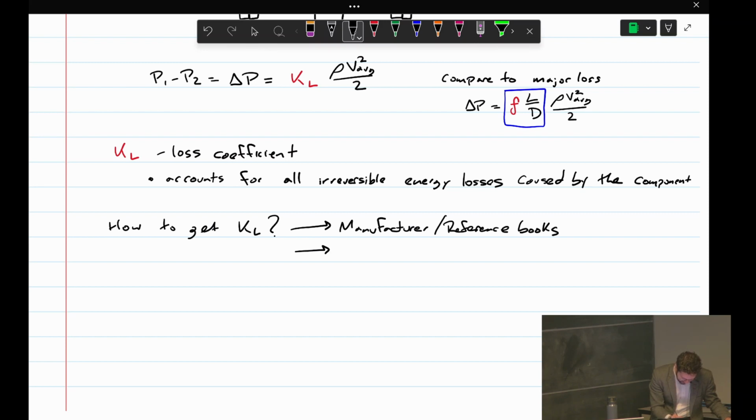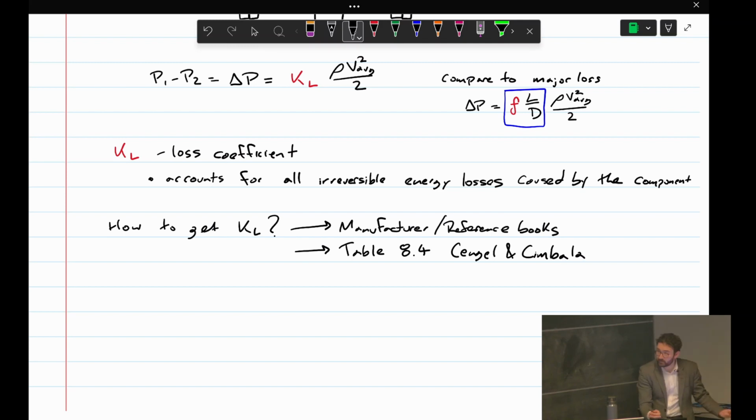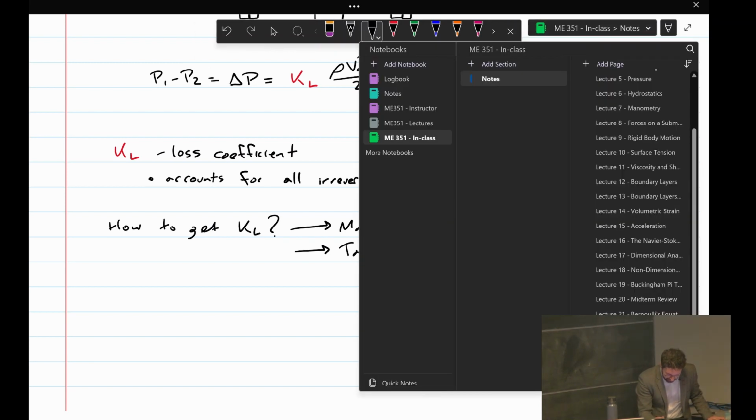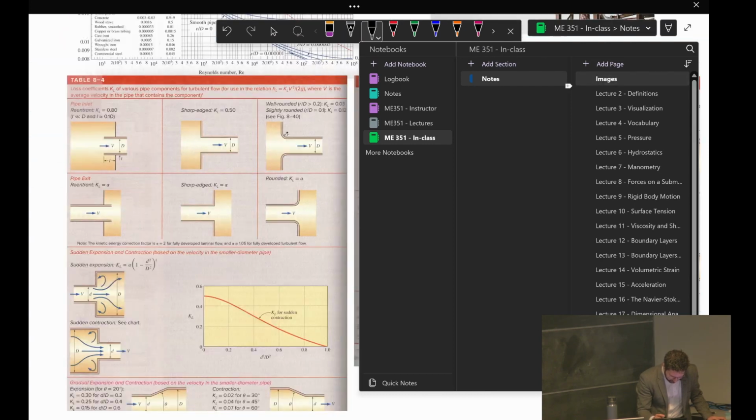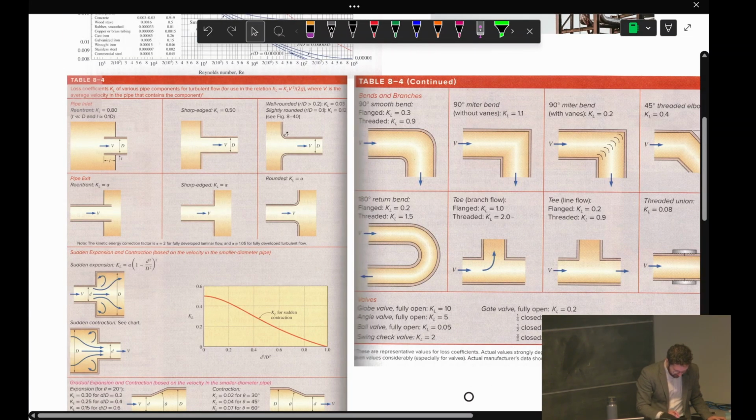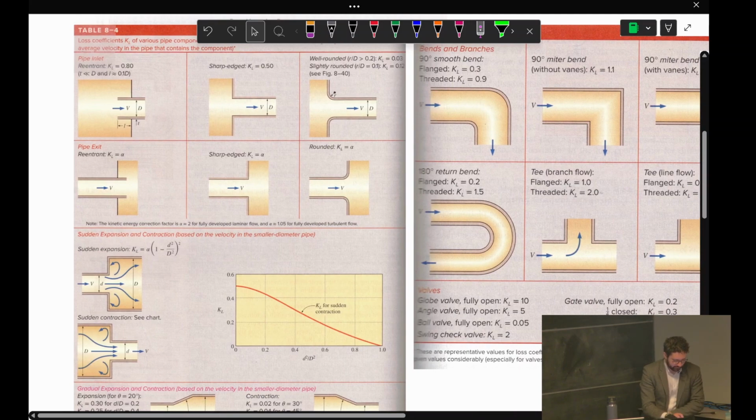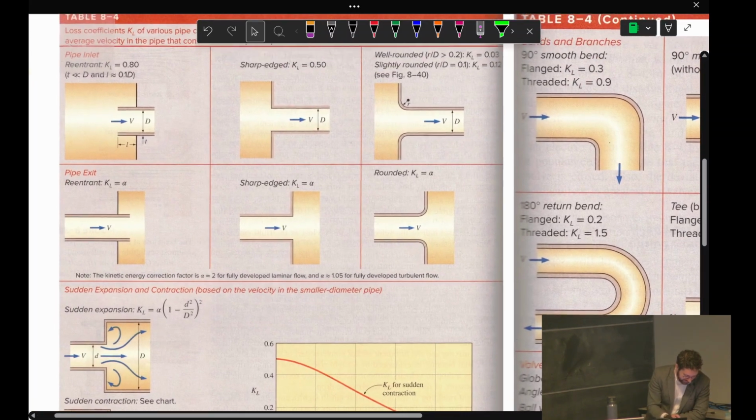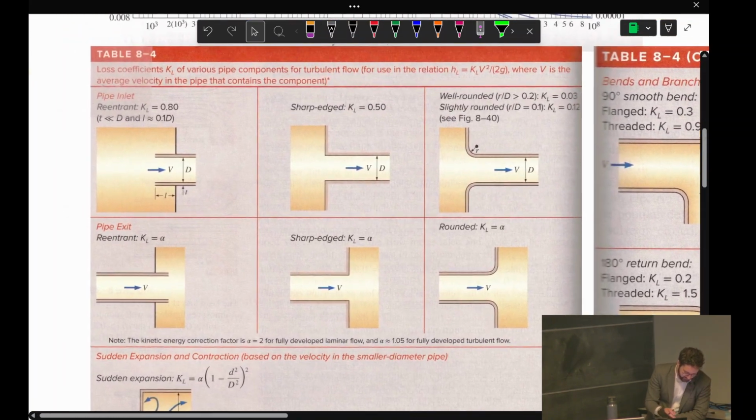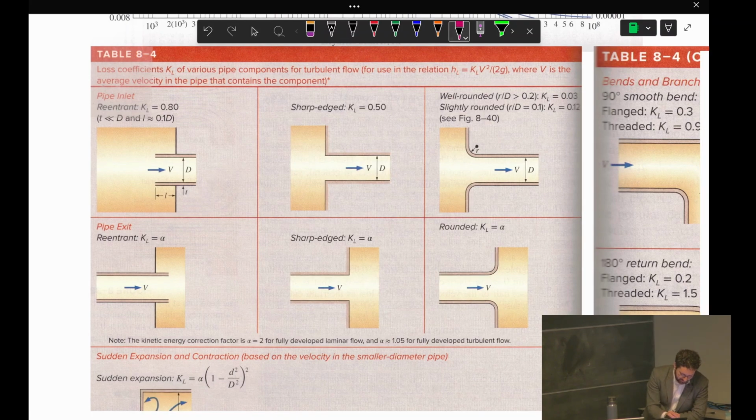For your homework, we're going to use table 8.4 in our textbook. So I'll show you what that looks like now. It's a 2-page wide table. So here are some entrances and inlets of piping, and it gives you the loss coefficient KL for each.